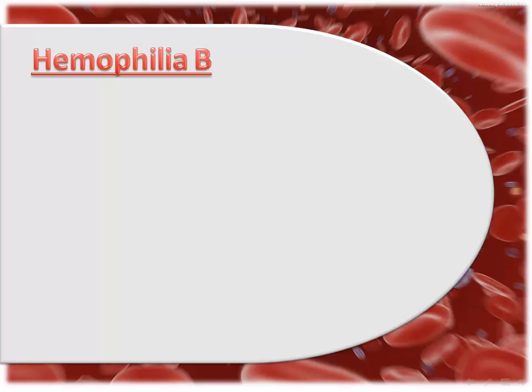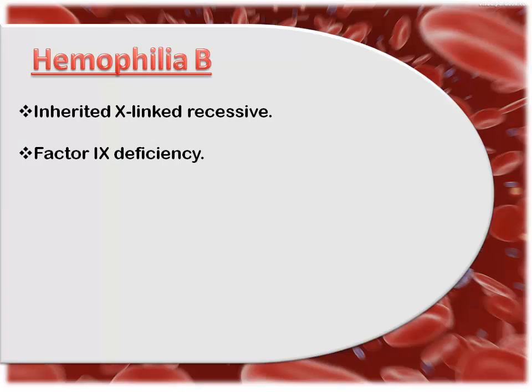Hemophilia B. Hemophilia B is also an X-linked recessive disorder, just like hemophilia A, but the factor deficient here is factor 9, not factor 8, and it is less prevalent than hemophilia A, with about 1 in 30,000 males affected.